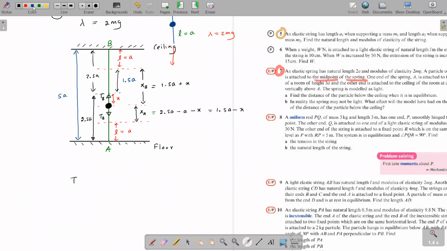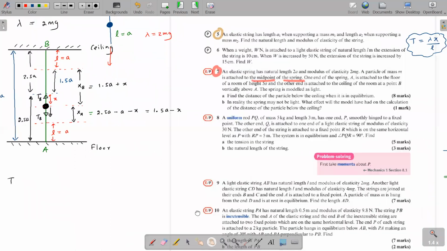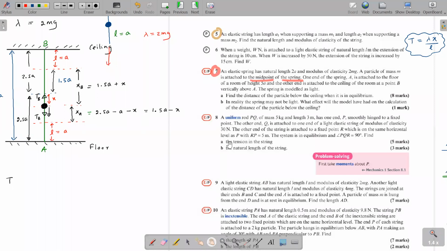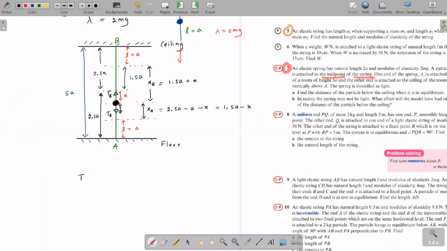And then this is balanced off by what? What else is there? We have its weight. What was the weight? A particle of mass M is attached to the midpoint. So a particle of mass M, which means weight is mg. So now you can make your equilibrium equation. What is the equilibrium equation?